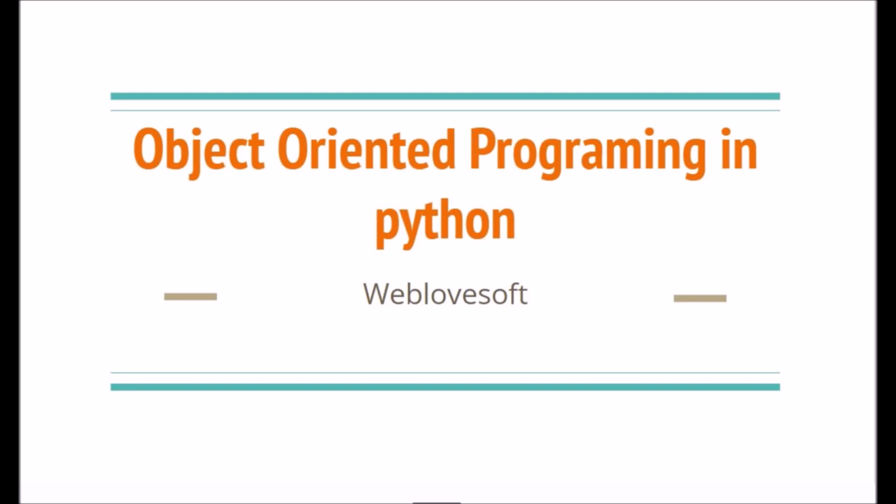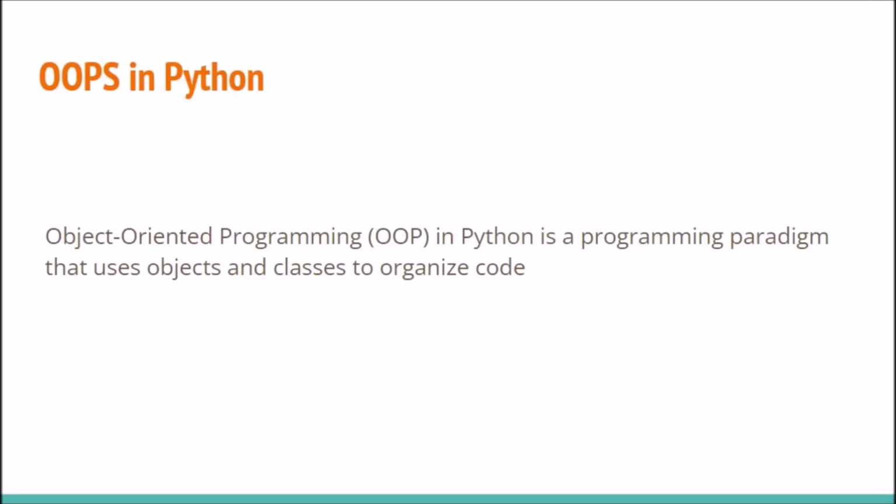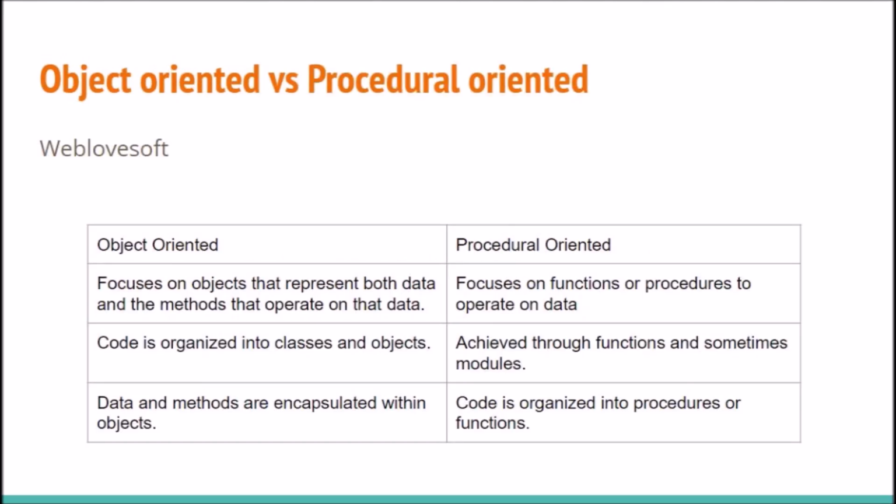Today we are going to learn about object-oriented programming. Let's start our class. Object-oriented programming in Python is a programming paradigm that uses objects and classes to organize code. This approach is designed to be more modular, easier to manage, and closer to real-world concepts. We will see the difference between object-oriented and procedural-oriented.